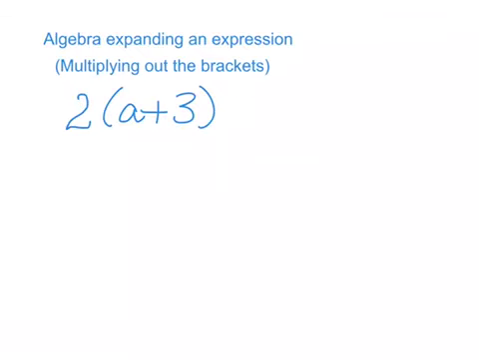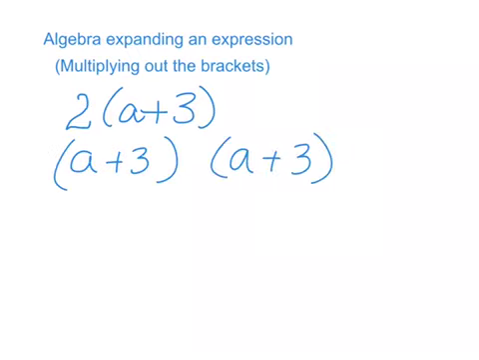I could write it out. Well, I've got a plus 3, and I've got another a plus 3. That means exactly the same thing. And I could then say, well, I can collect up my like terms because I've got an a here and an a here. That's going to give me 2a, and I've got a plus 3 and a plus 3. So that's going to give me a plus 6.